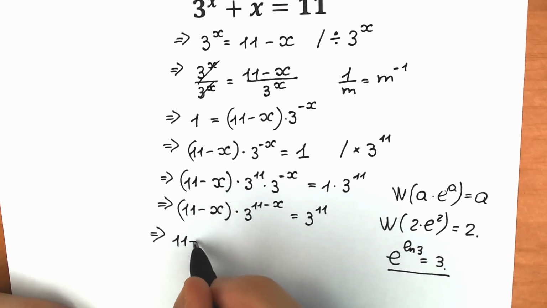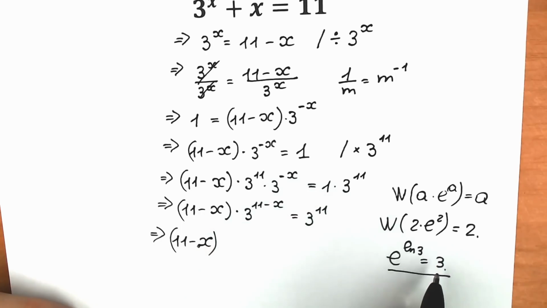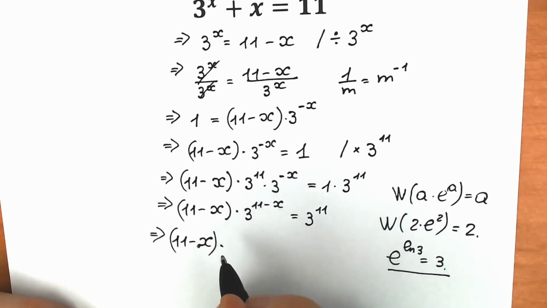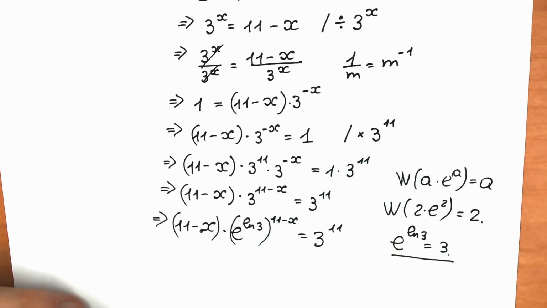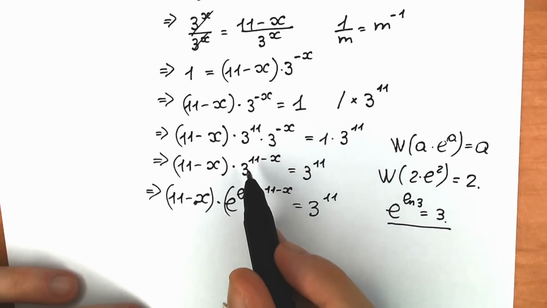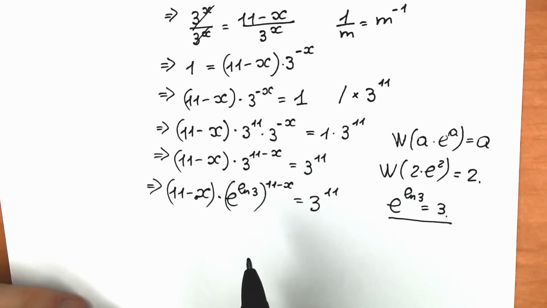So we have 11 minus x. Instead of this 3, we're going to write e to the power natural log 3, so times e to the power natural log 3, and we need to raise this to the power 11 minus x. Don't forget about it. So 11 minus x, we still have this power, equal to 3 to the power 11. So I hope you understand this step. It changed nothing. Instead of this 3, I just write this e to the power natural log 3.